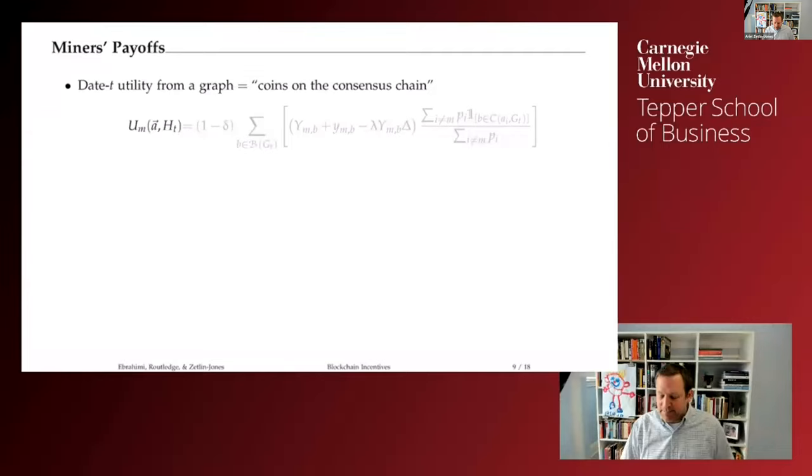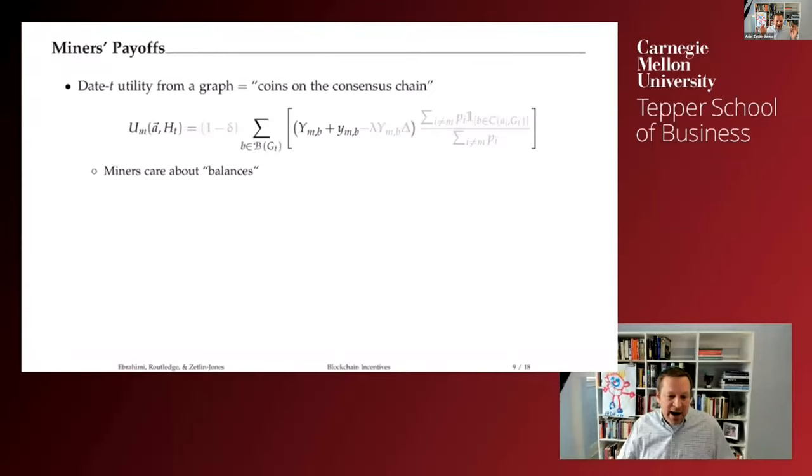And so let me uncover these a bit. The first thing I do is I look at all blocks in the graph and I add up my balances, right? So I'm summing up the big Ys for myself, M, and the little Ys, my rewards. So I value my balance. I get utility from having a large balance on this graph.